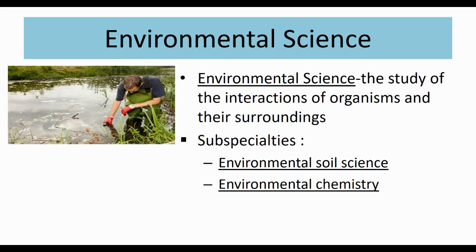And finally, we have environmental science. This is the study of the interactions of organisms in their surroundings. Subspecialties are going to be environmental soil science, which is looking at how humans interact with the soil, such as the impact of farming practices, effects of pollution on soil, plants, and groundwater. And environmental chemistry looks at chemical alterations to the environment through pollution.